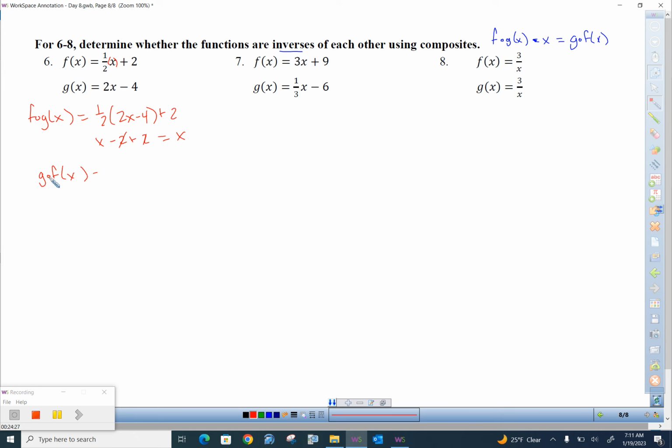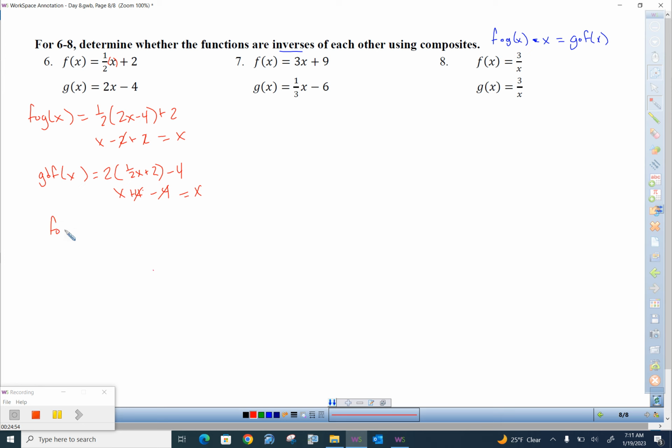Okay, this time I'm starting with the g function, so I'm starting with 2, leaving some space, minus 4. And inside this one, I'm putting the 1/2 x plus 2. Distributing through, I've got x plus 1 minus 4. Sorry, x plus 4 minus 4. And then cancel out again. So both of these equal x, and that's what we wanted.